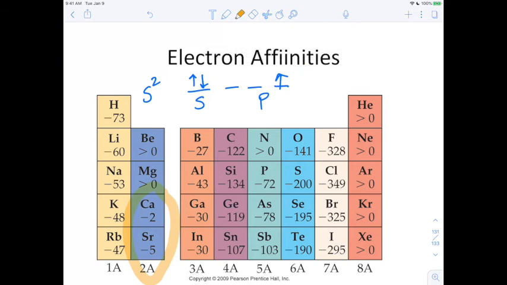And so that's why we're going to see that these elements down at the bottom are a little bit more willing to take that electron in. They're still not very willing to. Like -2 is nothing, -5 is nothing, but they're more willing than beryllium and magnesium. Again, it's because that electron is so far from the nucleus. Any questions about our alkaline earth metals, about why they don't particularly want an extra electron?